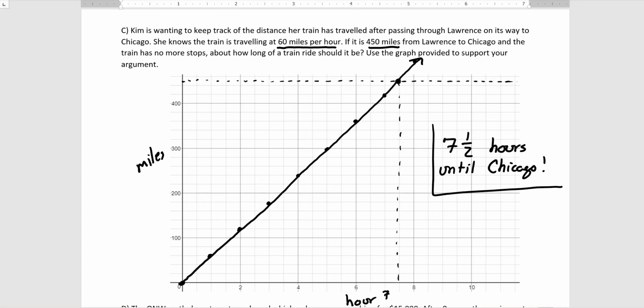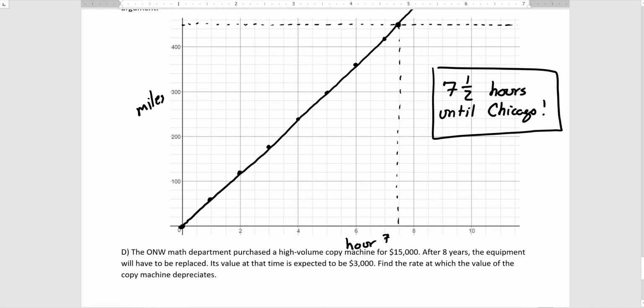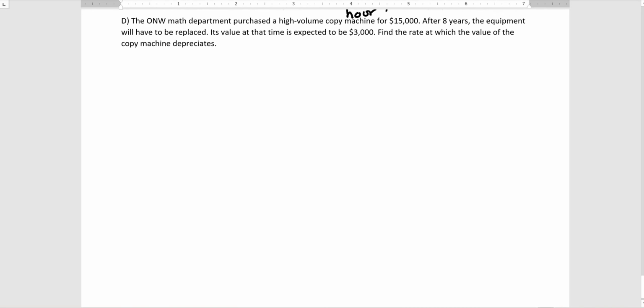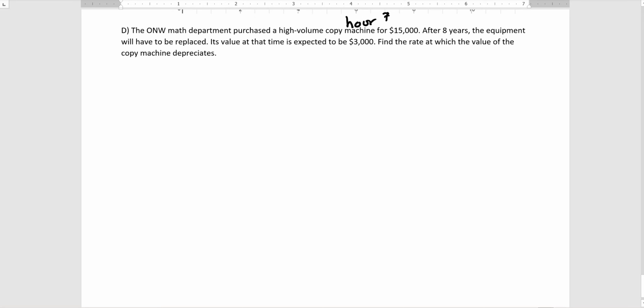How exciting. Very good, very good. All right. Raise your hand if you have any questions on that one. Otherwise, why don't you go ahead and try letter D on your own. Got some algebra. No graph here, just looking at slopes. Go ahead and try D on your own, pause the video, and then we will check it together.